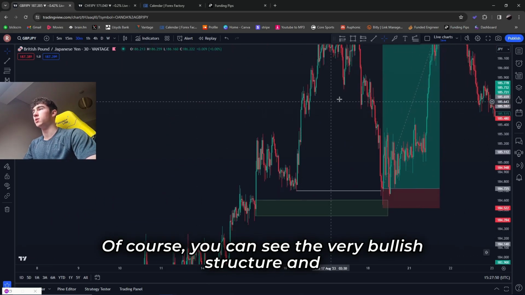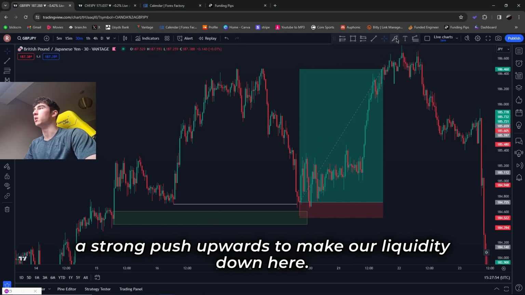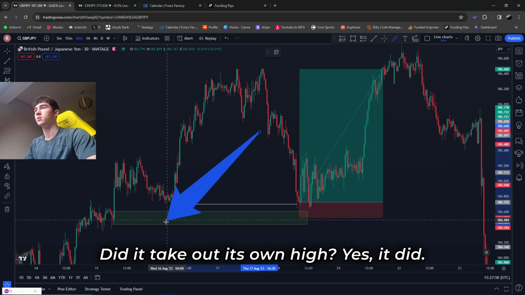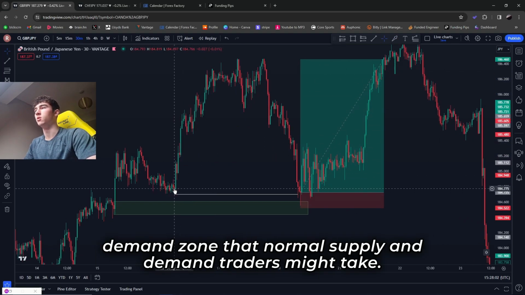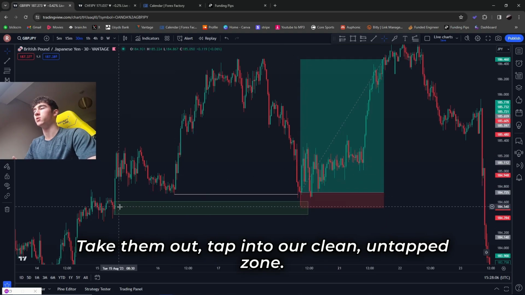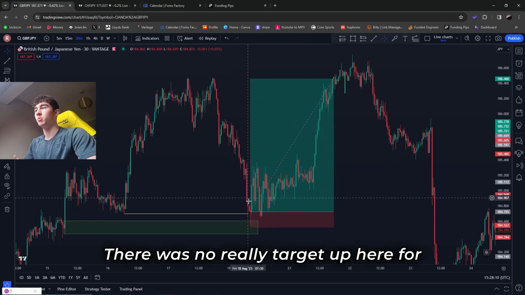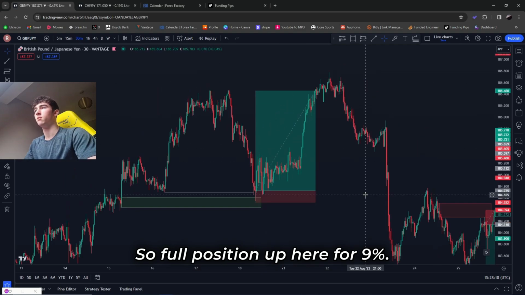Very simple, of course. You can see the very bullish structure and a strong push upwards to make our liquidity. Down here, did it take out its own high? Yes, it did. So this is a valid liquidity. We want to see it come back down to this demand zone that normal supply and demand traders might take them out, tap into our clean untapped zone. The rest is history. There was no really target up here for me to take it apart from new highs. So full position up here for 9%, very clean trade.